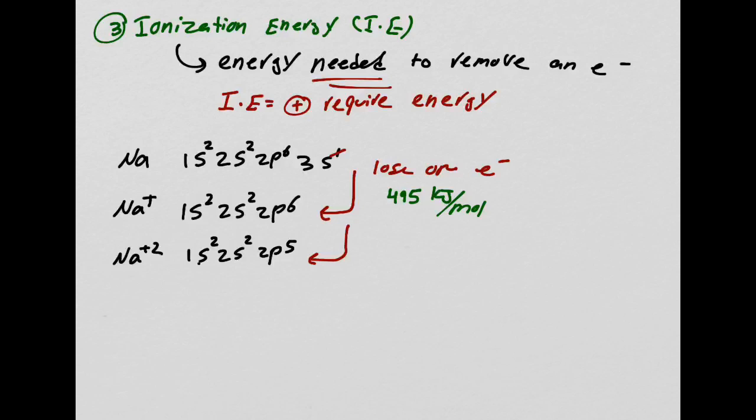So how much energy do you think you need to be able to do that? A lot more. I need 4,565 kilojoules per mole of energy. I'm going to need a lot more energy to do that, and it's too large of an energy. That's why Na plus 2 doesn't really exist. That's too much energy to do. Okay, so you need energy to remove an electron.